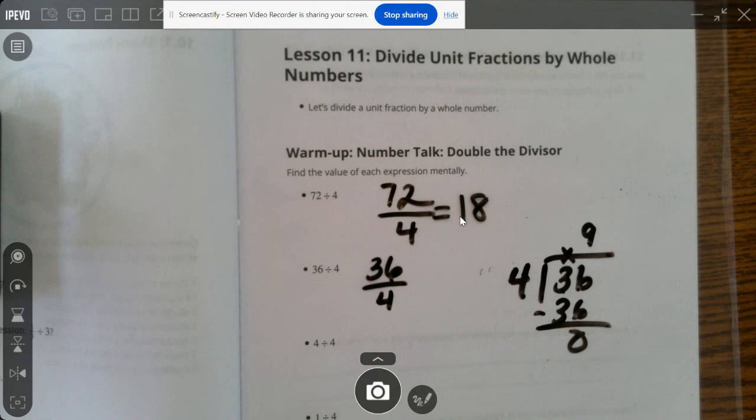So either strategy works. You do not have to have the division algorithm mastered by 5th grade. You do need it for 6th grade. In 5th grade, you have to have the multiplication algorithm mastered, so you will not be able to use the area model.